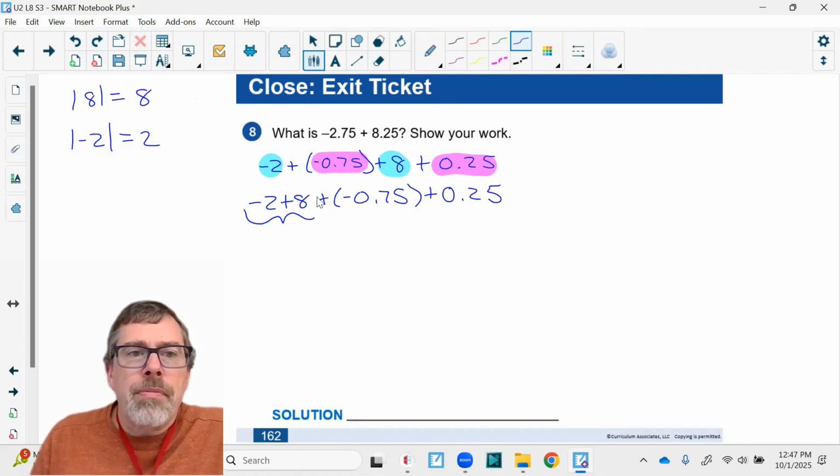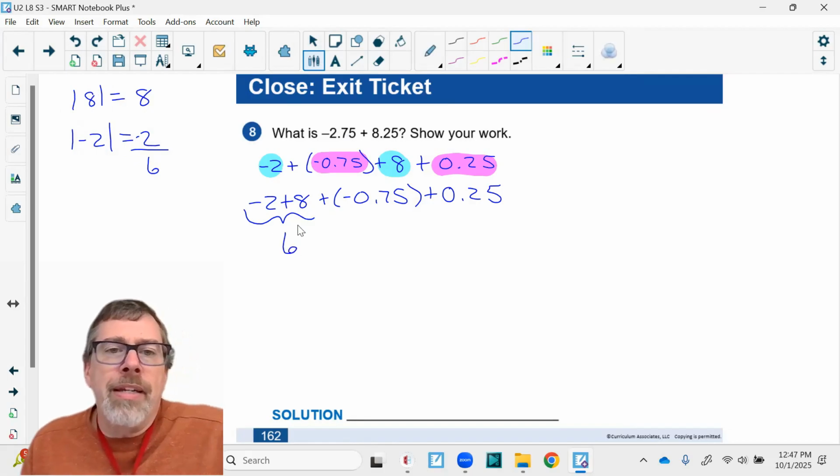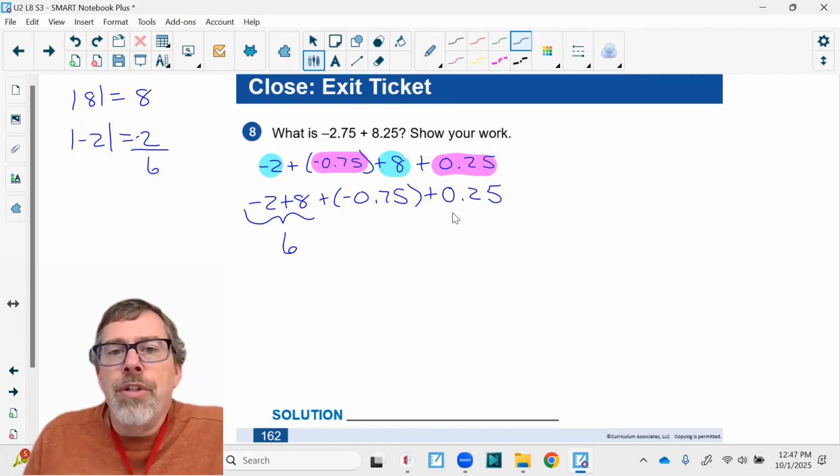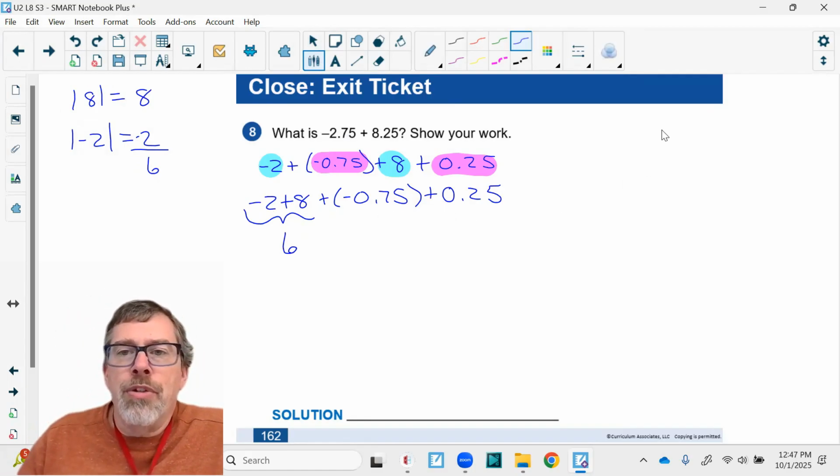Okay. We're going to subtract them because the signs are different. 8 minus 2 is 6. You take the sign of the bigger, which is just simply 6. So -2 plus 8 is the same as 8 minus 2. Okay. And then we're going to combine these. So I'm going to do this over here.